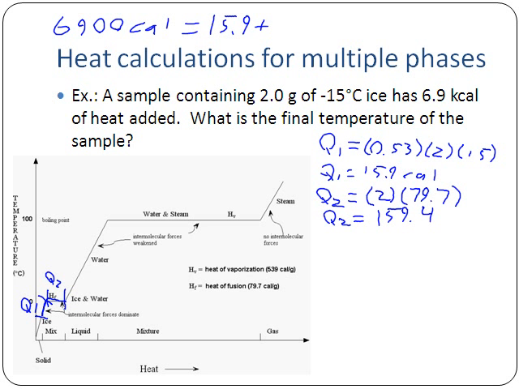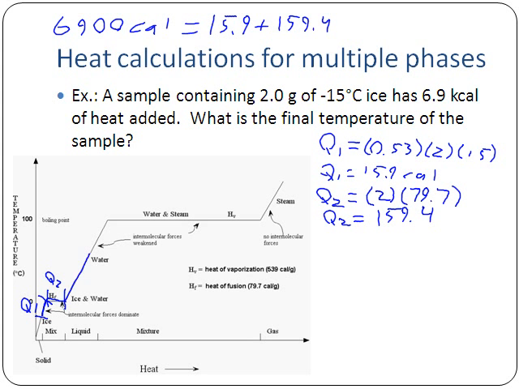So 159.4 here. And so we know that 159.4, have we used up all of our heat? Not even close still. We have 15.9 plus 159.4. We still clearly have a lot of energy that's left here. And so we'll go on to our next section, which is Q3.